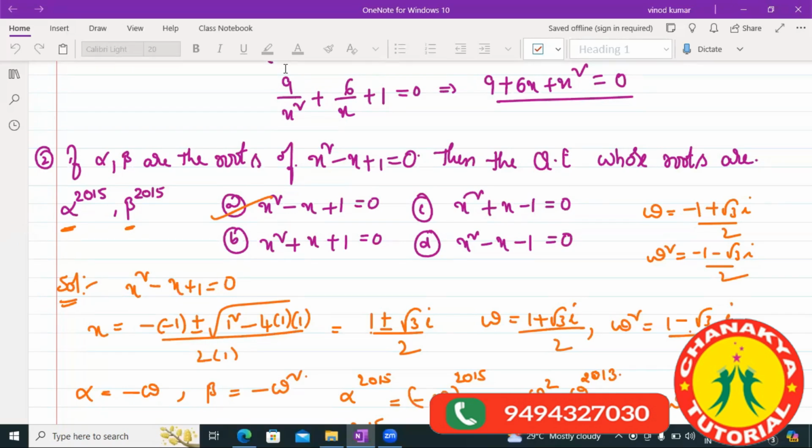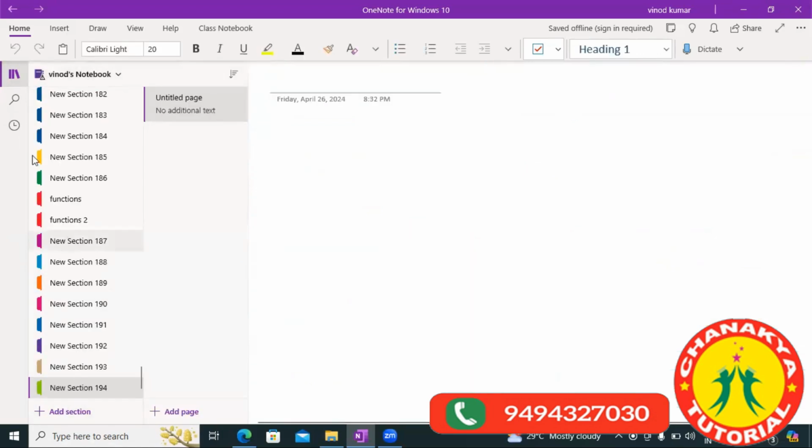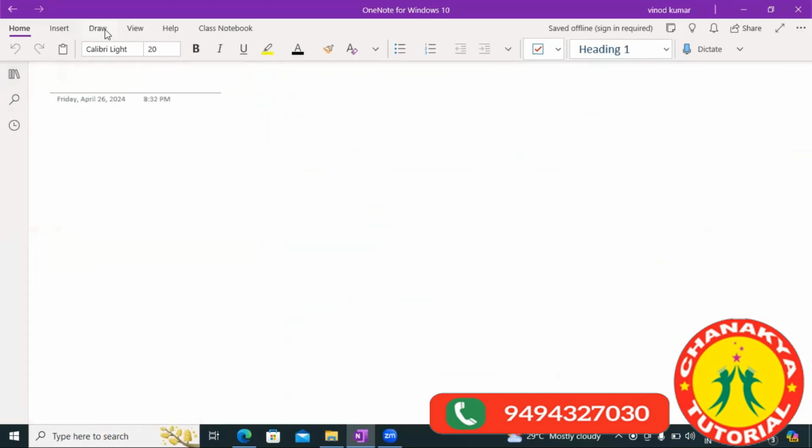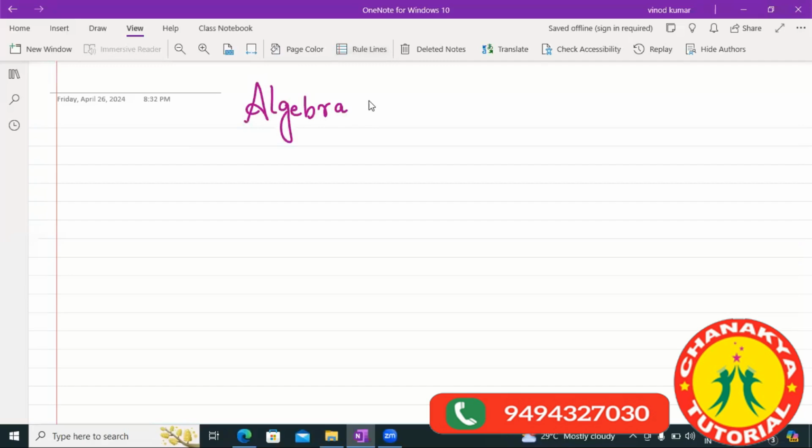In order to study quadratic equations, we have algebra of matrices. Do you know algebra of matrices, Chandana? No, sir. Algebra of matrices. Matrices is the plural form. Matrix is the singular form. Matrix.